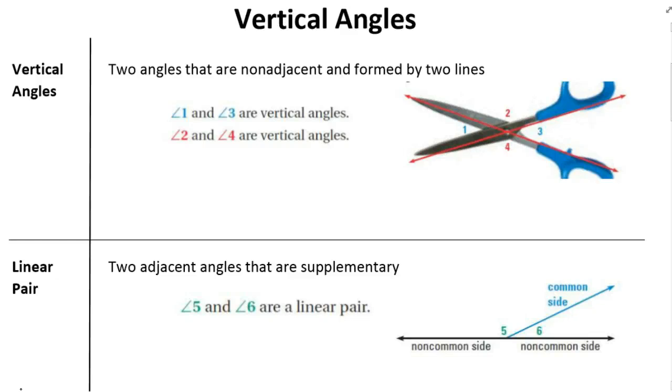Hey everyone, today's about vertical angles, so let's talk about what that is to begin with. Two angles that are non-adjacent and formed by two lines. So what does that mean? Well, if they're non-adjacent, they don't share a vertex or a wall.